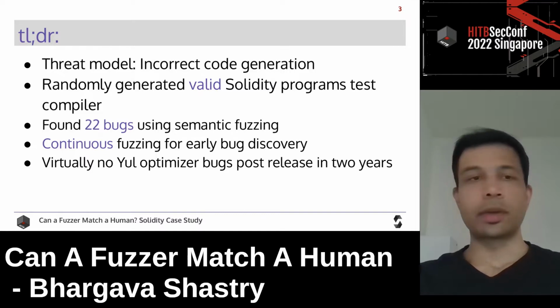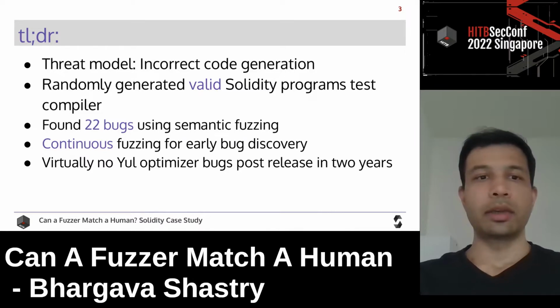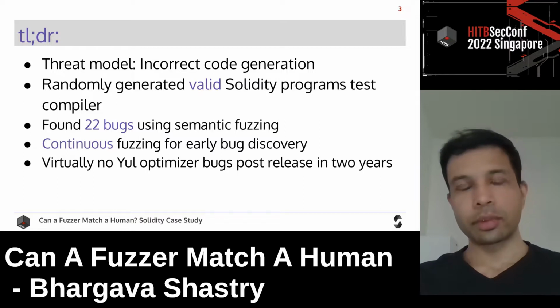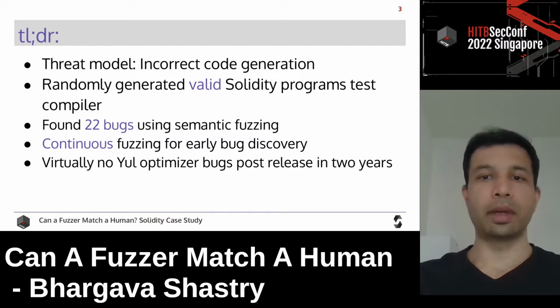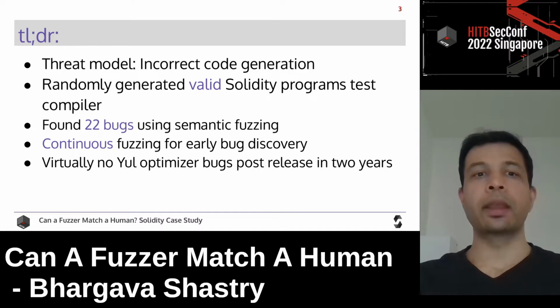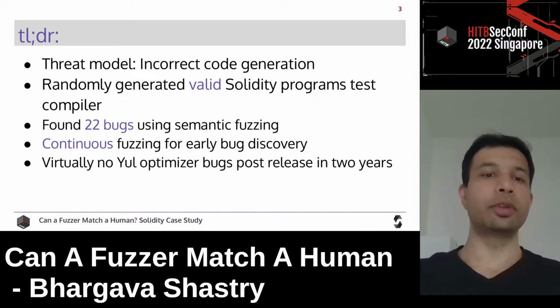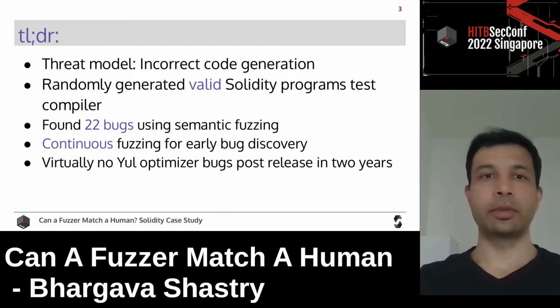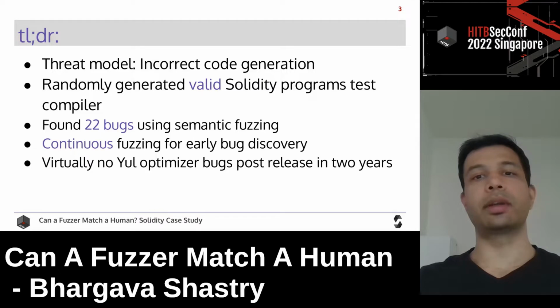To catch bugs that result in incorrect code generation, we use a semantic fuzzing framework. Using this approach, we have found 22 bugs, and we continue to use this approach for early bug discovery. And I'm glad to share that virtually no Yul optimizer bug has been found post-release in the past 2 years, thanks for the most part to fuzzing.